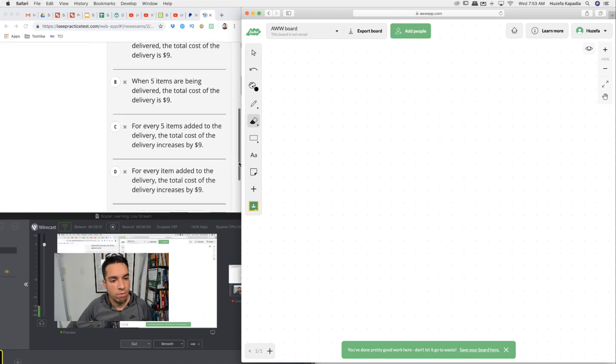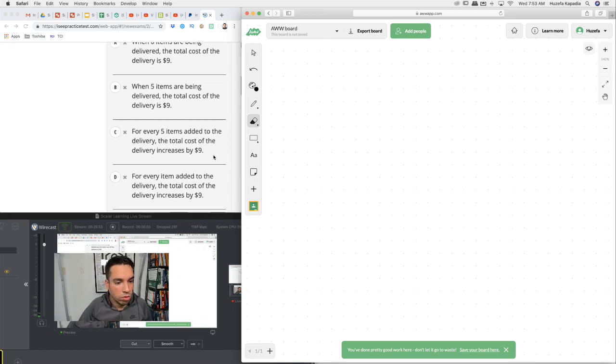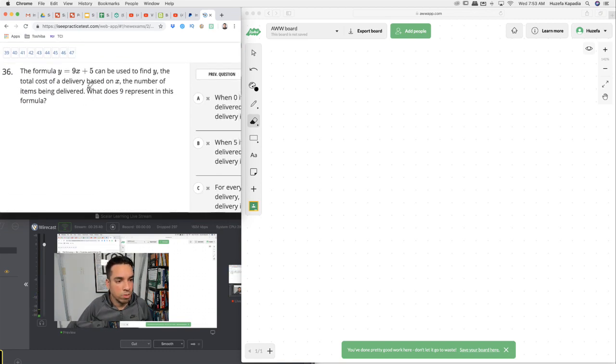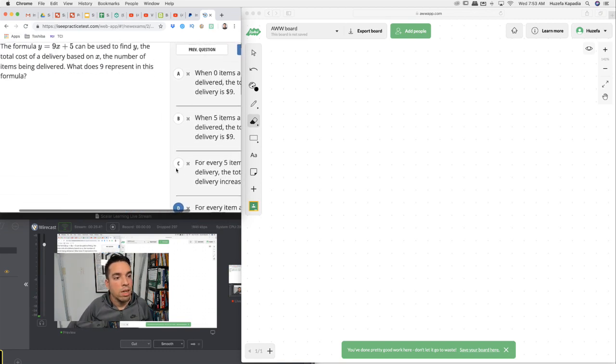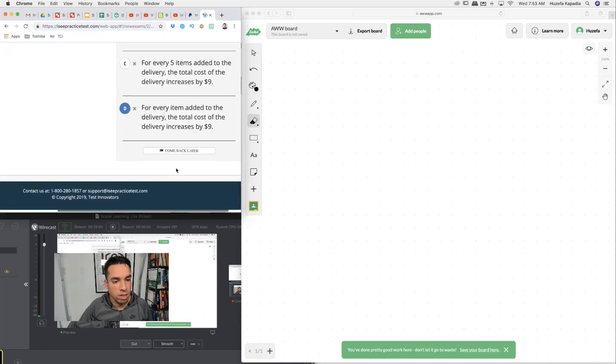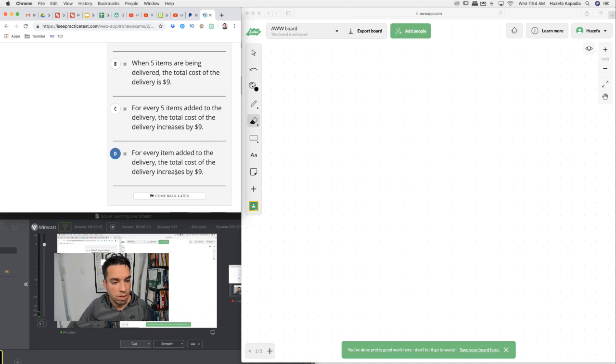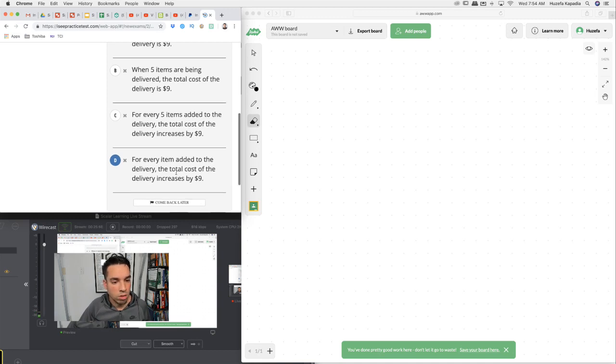For every 5 items added to the delivery total cost, why 5? For every item added, I don't know where they get the 5. Oh, because they're saying from that number. Yeah, no, that's the y-intercept. That's just meaning 0 items, you're paying $5 as a standard additional cost. It's your starting cost, no matter what. For every added item, total cost of delivery increases by 9.